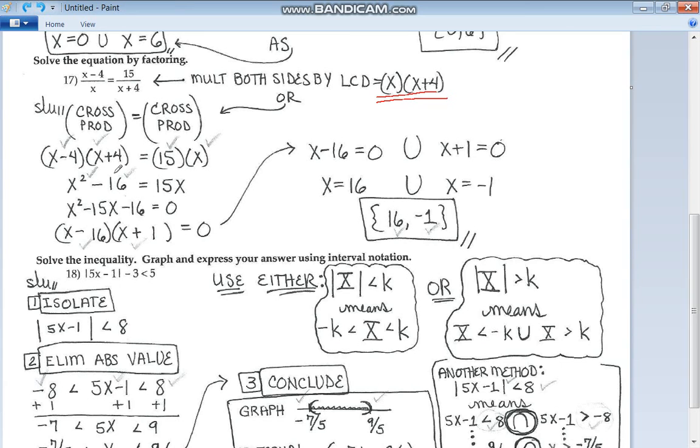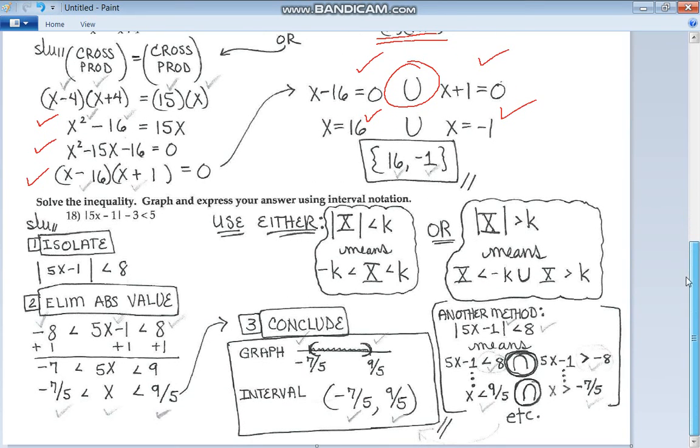X minus 4 times x plus 4 equals 15x. Go ahead and get rid of these parentheses by using the formula a plus b times a minus b equals a squared minus b squared. And then bring down the equal sign to 15x. Oh, a second degree equation. Get everything on one side, the other side 0. Factor the non-zero side. Set each of your factors equal to 0 with a union symbol. And then solve each of your little equations. Your answers are x equals 16, x equals negative 1.